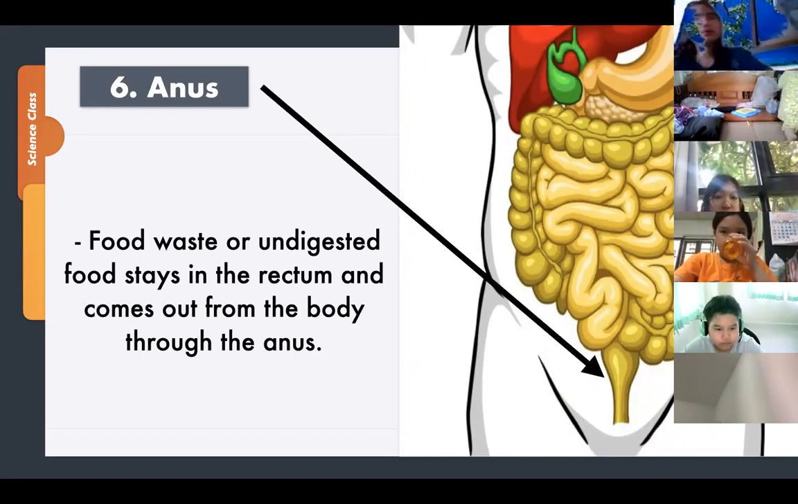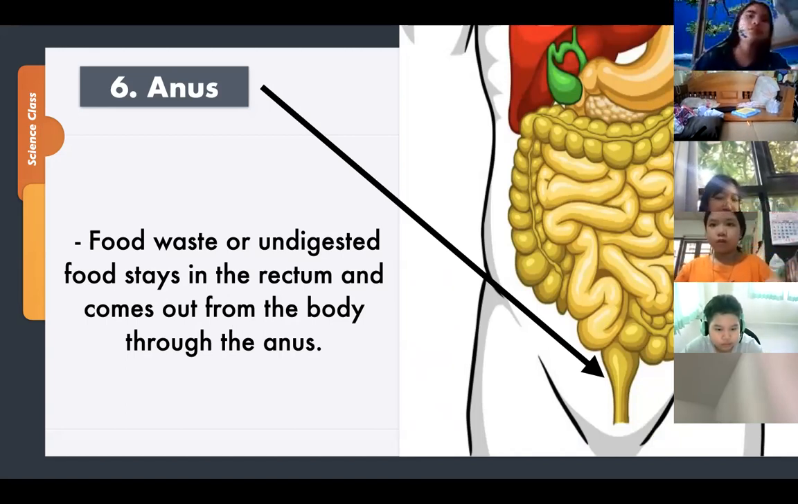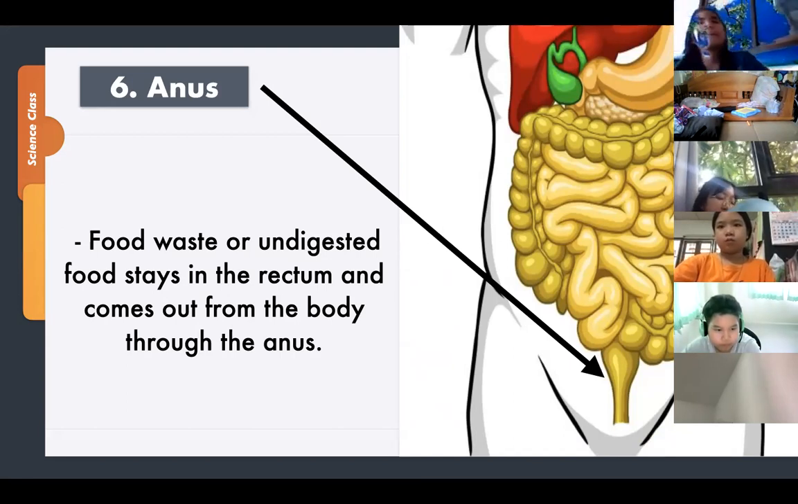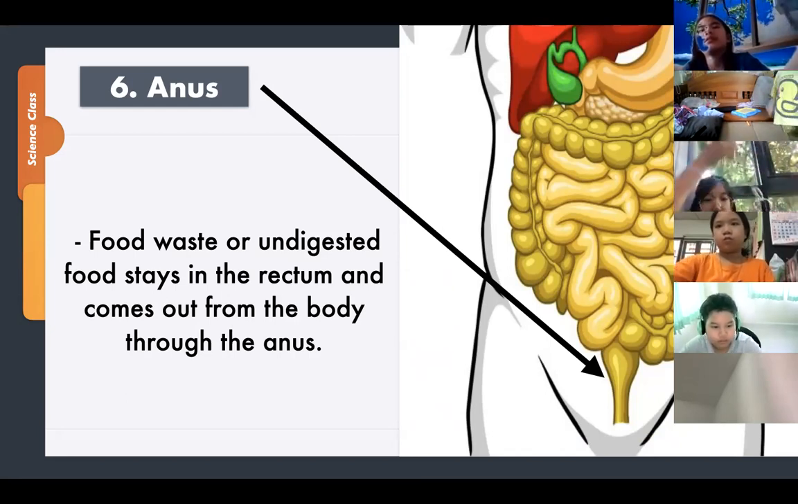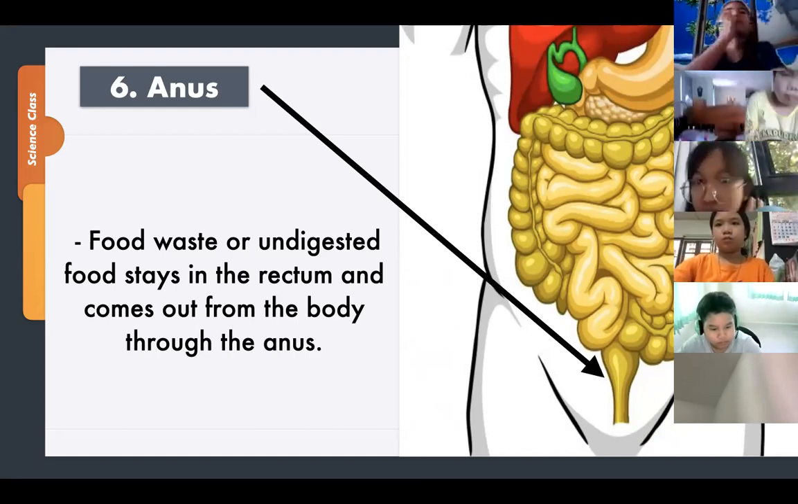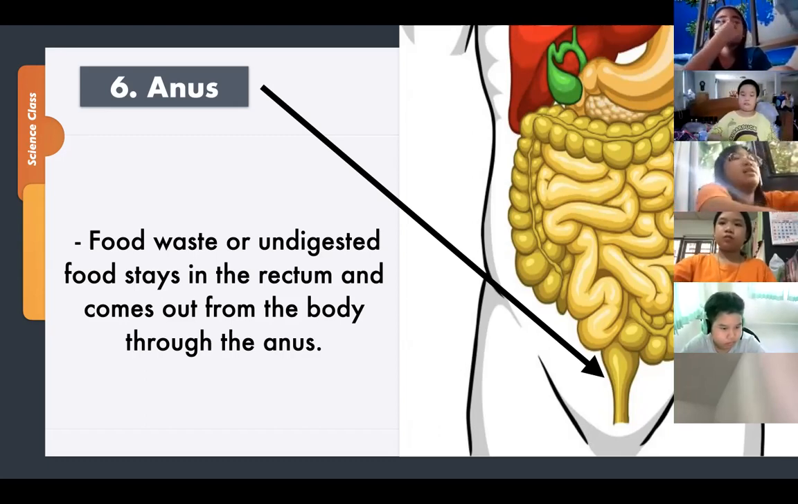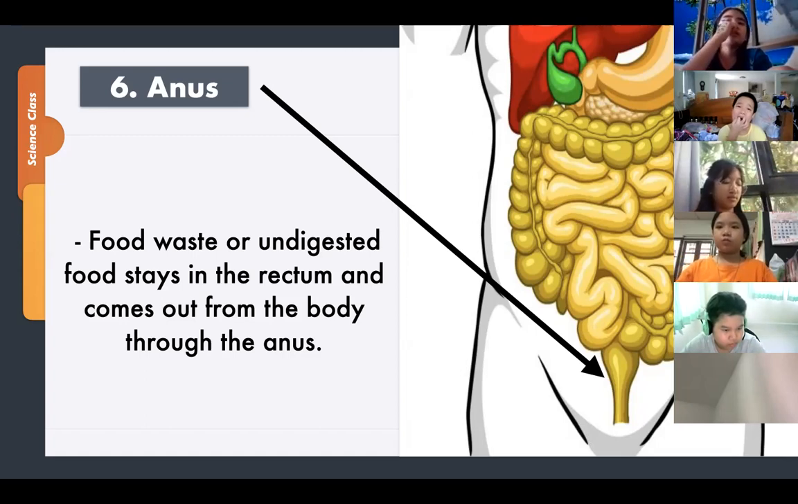Food waste or undigested food stays in the rectum and comes out of the body through the anus. This is the last part of the digestive system, wherein the feces comes out through the anus, and food waste or undigested food stays in the rectum. They go out from this one. The feces doesn't go out from your mouth. It is from the anus. What comes in your mouth is the food that we eat, and waste exits through the anus.